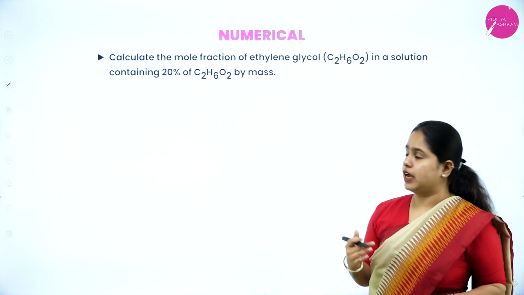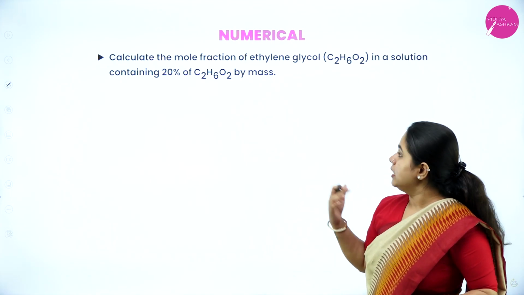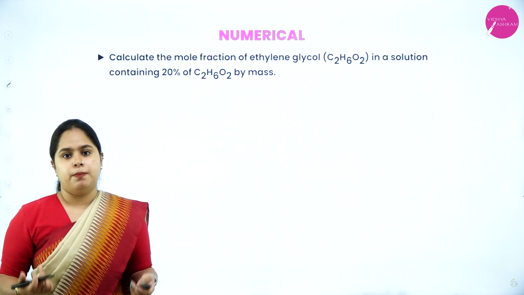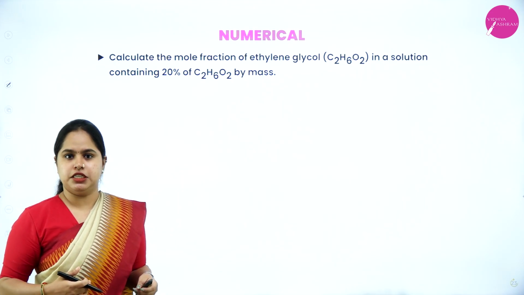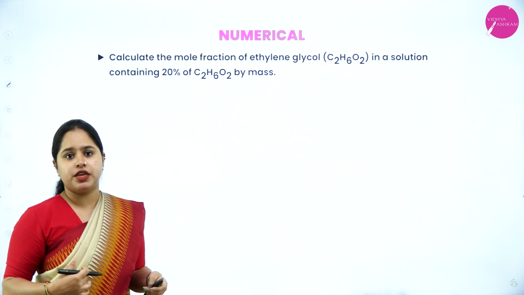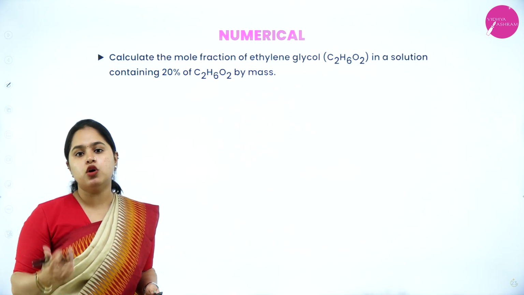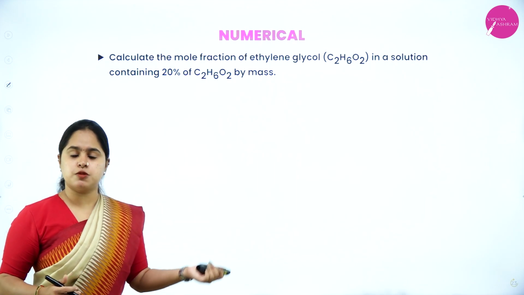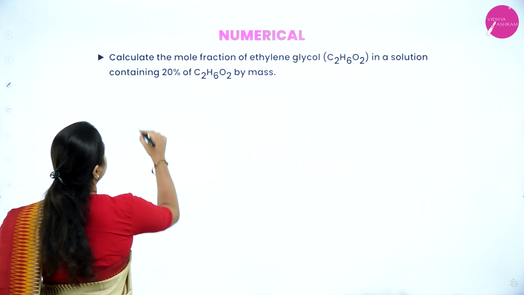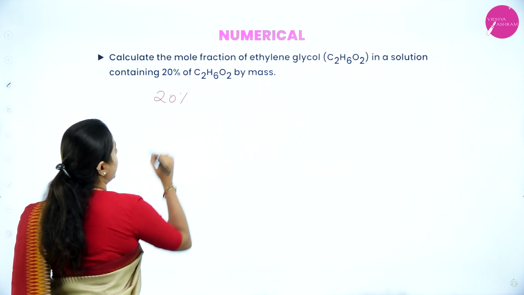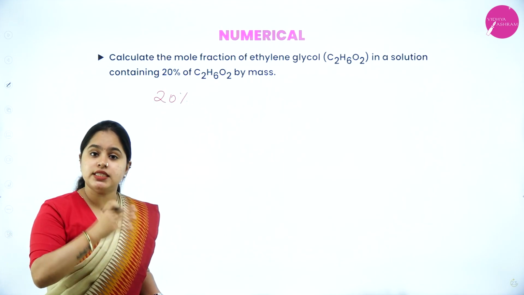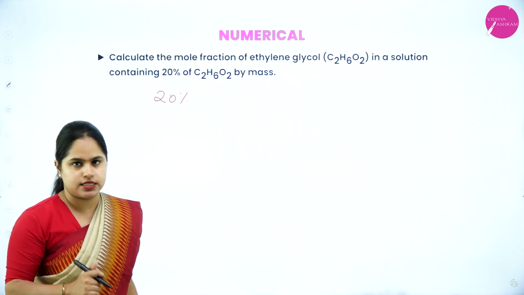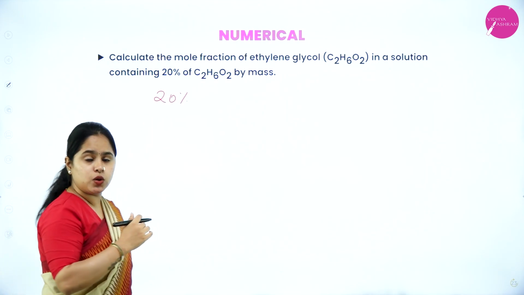So calculate the mole fraction of ethylene glycol in a solution containing 20% of ethylene glycol by mass. Okay, so mass percentage is given here, that is 20%. Yes, so what do you have to calculate? You have to calculate the mole fraction of ethylene glycol in solution, right? So as given, mass percentage is given. So 20% of ethylene glycol by mass means 20 gram of ethylene glycol in 80 gram of water, right? We studied this. Yes. So, from that, how to calculate the mole fraction?